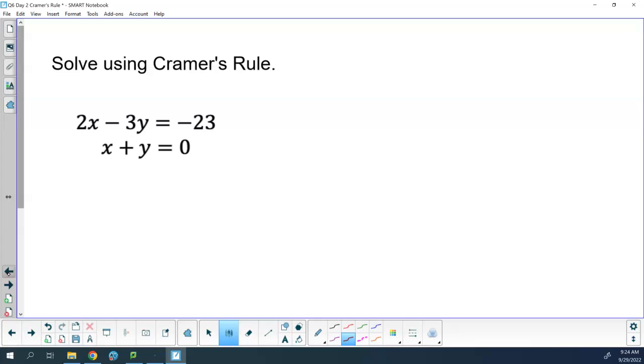So what I want you to do now is solve this system of equations using Cramer's rule. And the nice thing about this one is it's easy to check because you can just check it back in the equation. And you know if you're right or not. So go for it. Try this one using Cramer's rule.